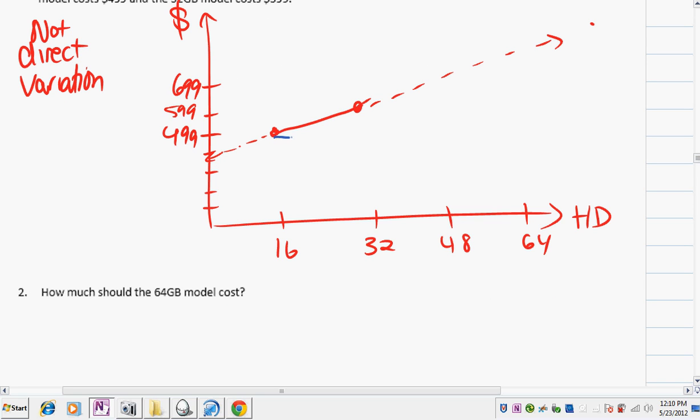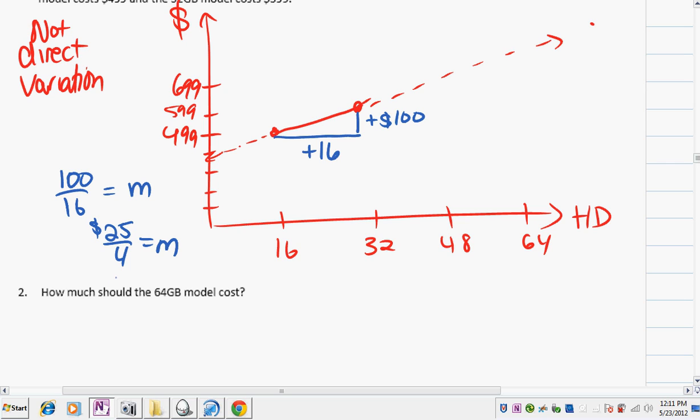The slope here is it changes 16 and goes up $100. So the change in y is positive 100 over 16. So 100 over 16 is the slope, which can be reduced to 25/4. So for every $25 that goes up, it goes up 4 gigabytes. Or thought of another way, for every $6.25, it goes up 1 gigabyte.